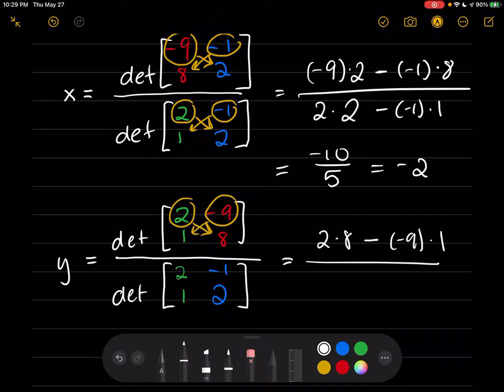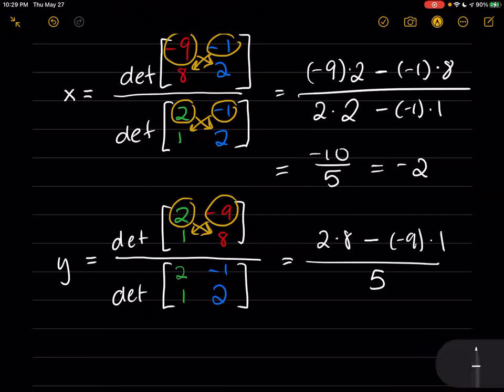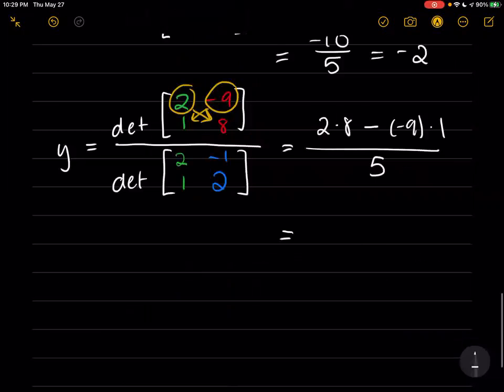That's going to be over, we already calculated a determinant of this exact same matrix. That's going to be 5. That's from above. And then I think if we simplify the top a bit, we get 25 over 5, and that is equal to 5. So the solution is -2, 5.